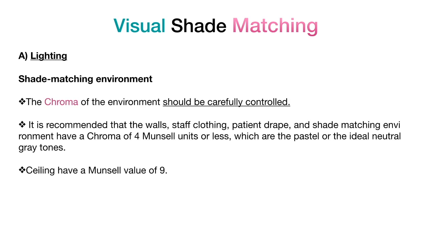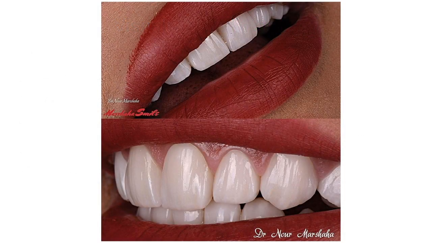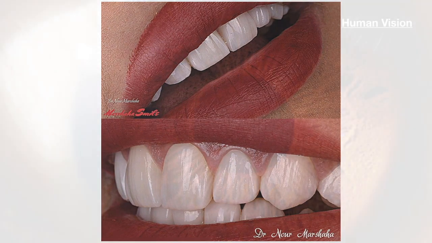Shade matching environment: all of us understand that the chroma of the environment should be carefully controlled. So we have to remove lipstick, and take care of the walls, staff clothing, and patient drape. The shade matching environment should have a chroma of 4 Munsell units or less, which are the pastel or ideal neutral gray tones. When you make a good color replication, you will make a piece of art in your cases.